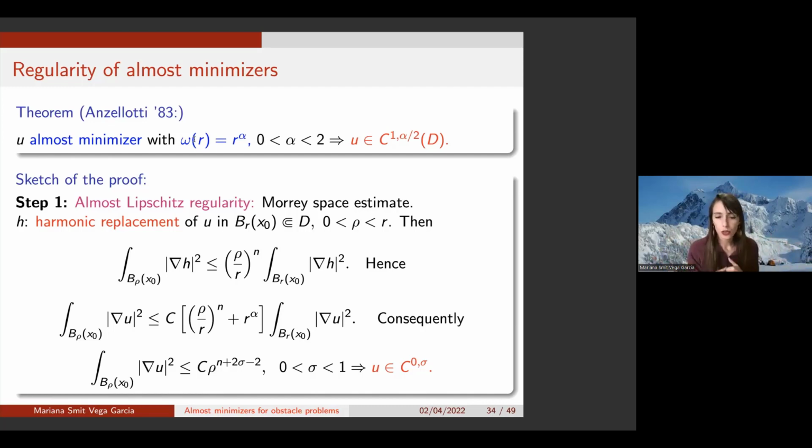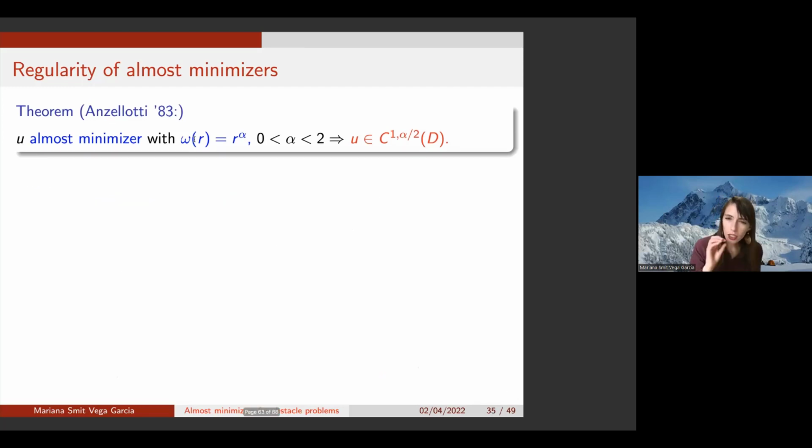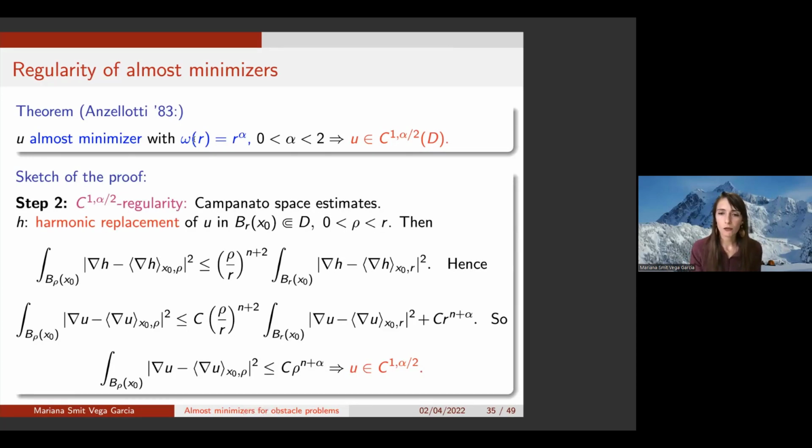And that allows you to get some estimate for the Dirichlet integral of U itself, with a slightly worse estimate, but the estimate is still good enough to allow us to conclude that the almost minimizer is almost Lipschitz. Then you work a little bit more to be able to prove that you are actually going to be C^{1,α/2}. And for that, you need some Campanato space estimates.